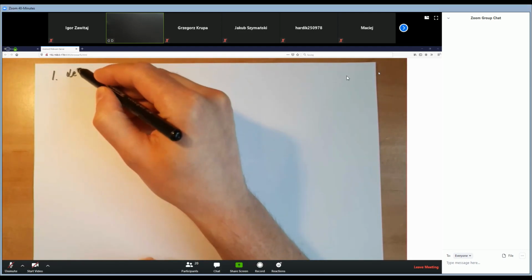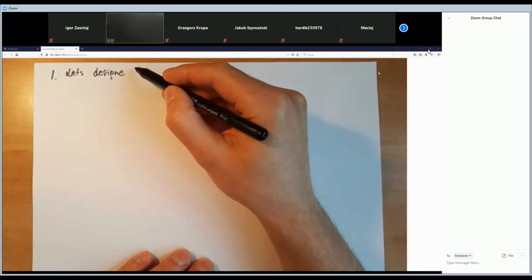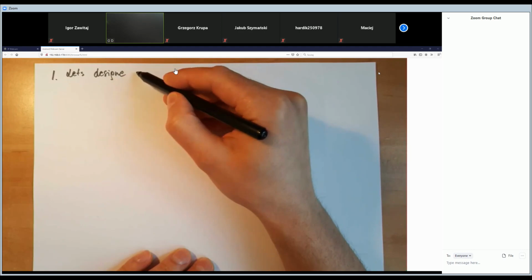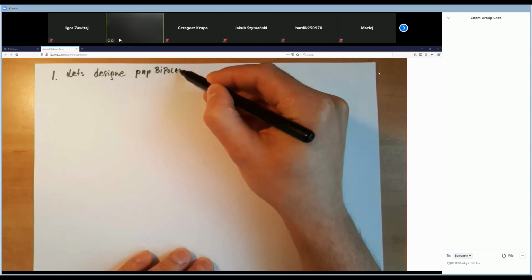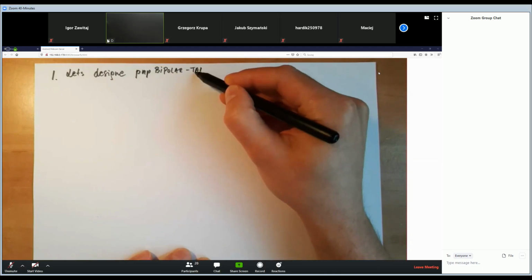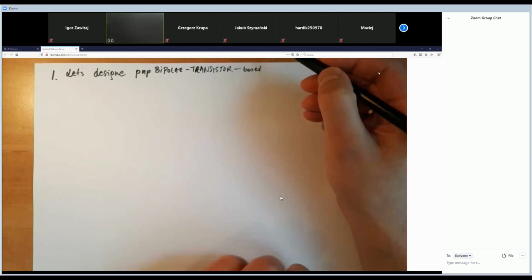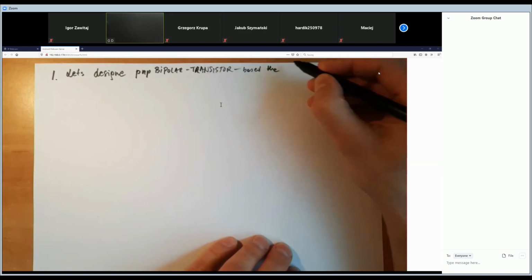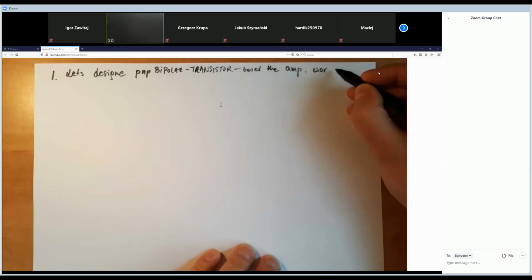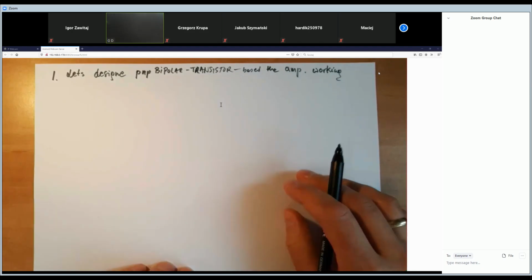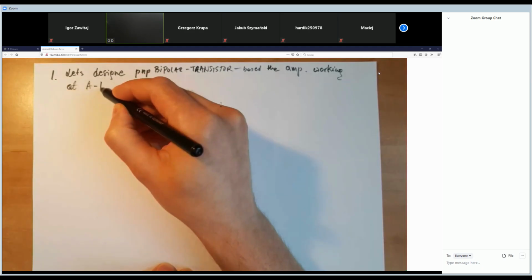Okay, let's design, for example, a PNP bipolar transistor based amplifier, the amplifier working at A-type class.